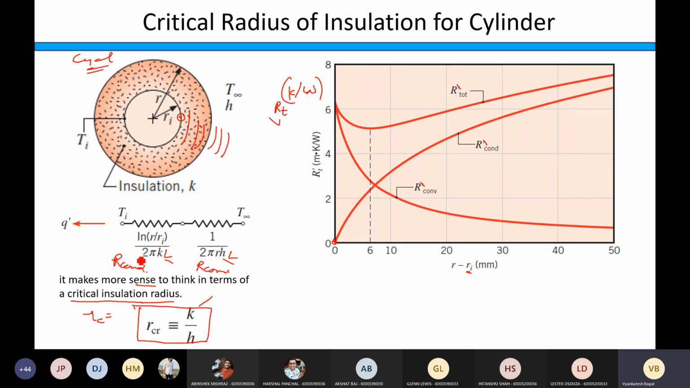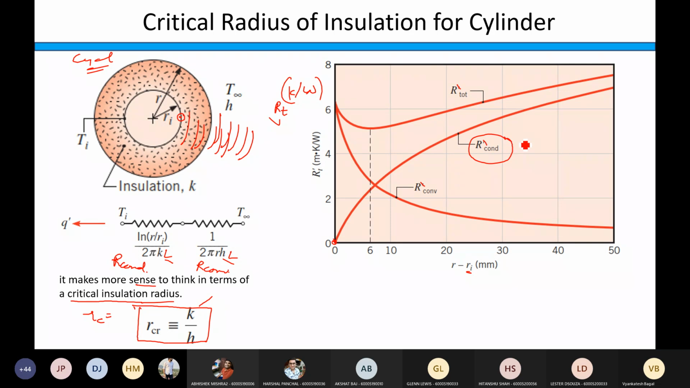So if you try to plot the R conduction along this increase in the thickness of insulation, what you are trying to do is find out what happens to the resistance if you go on adding thickness to the insulation. If you go on adding the insulation, what will happen to the conduction resistance? So what is happening is clear from this graph. Sorry, this is for convection. This one, conduction. What is happening?